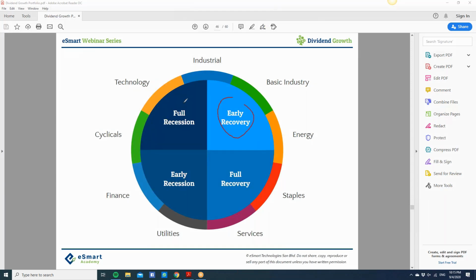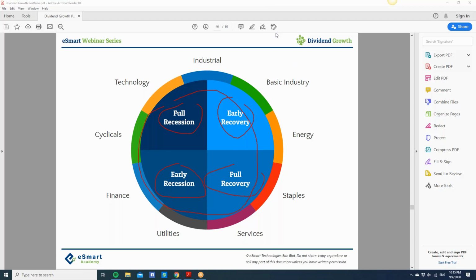Just to give you a quick look at this model, you can see we have 4 phases. These 4 phases are similar to the 4 seasons that Ray Dalio mentioned, just slightly different in its own way. You can see it as the 4 seasons. So you have full recession, then the market goes into recovery, and then full recovery, and then we go into recession, and again this whole cycle repeats.